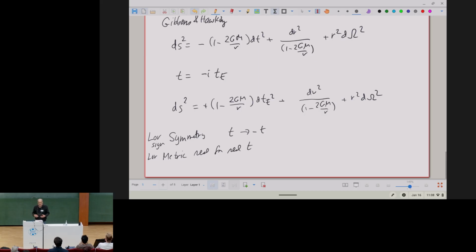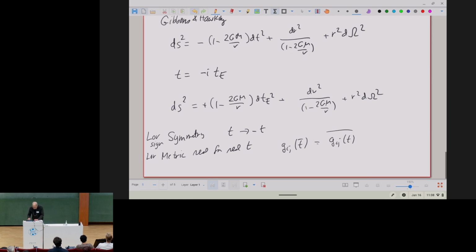So therefore, if we analytically continue it in t, that means that Gij of t bar is Gij of t bar. That's a function that's real for real t. But if I take t to be imaginary, let t be minus i tE, this relation would tell us that Gij of minus tE is Gij of tE bar, which does not tell us that it's real. So generically replacing t by tE would not give us a real metric.